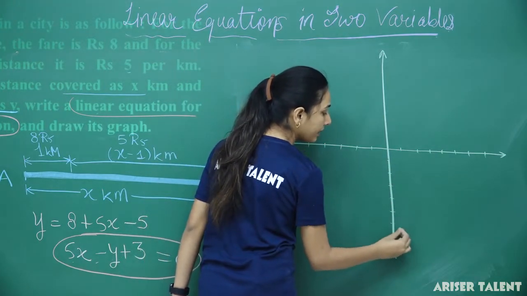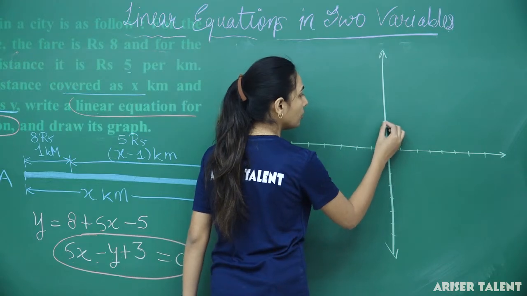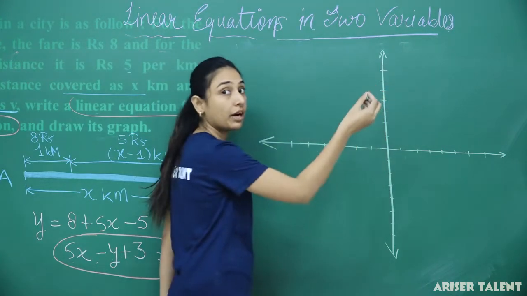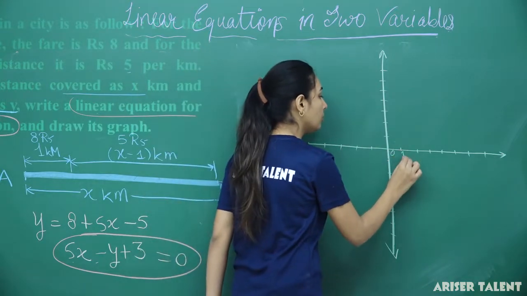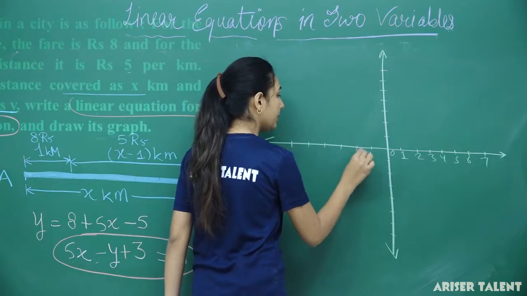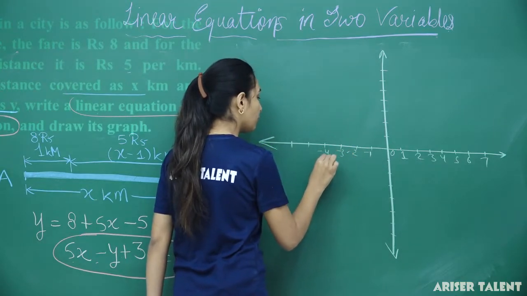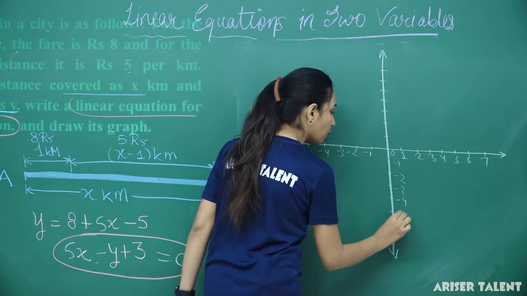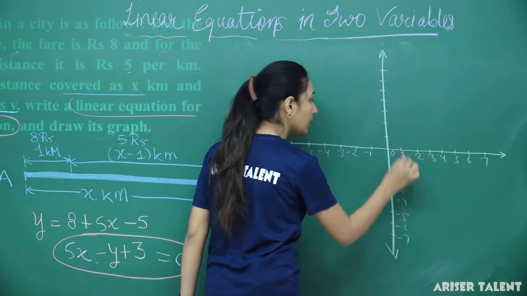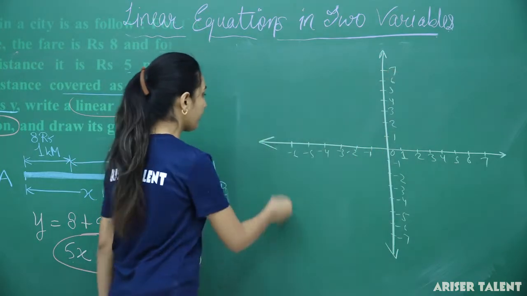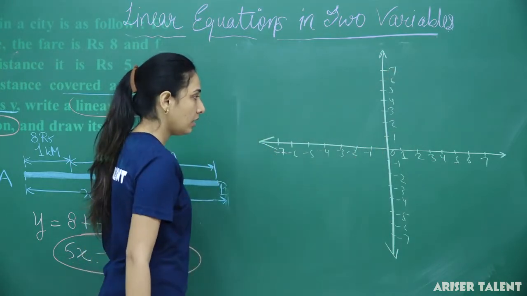You know how to mark it. Okay, so mark, don't look at it here, fast. 0, 1, 2, 3, 4, 5, 6, 7, minus 1, minus 2, minus 3, minus 4, minus 5, minus 6, minus 7, on both axes, right.